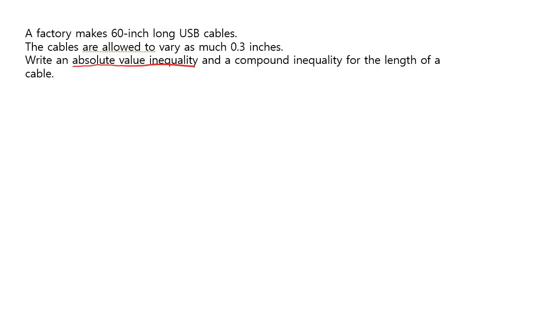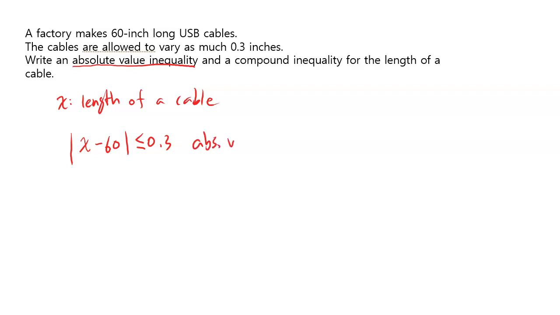So think about it this way. If I say x is the length of a cable, it says that the difference between x and 60 is at most 0.3 inches. Now, if that's true, then what is the compound inequality? Notice that this is already in the form of an absolute value inequality. This is the absolute value inequality.